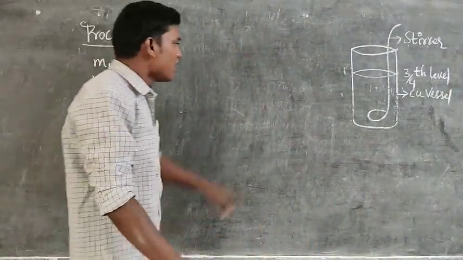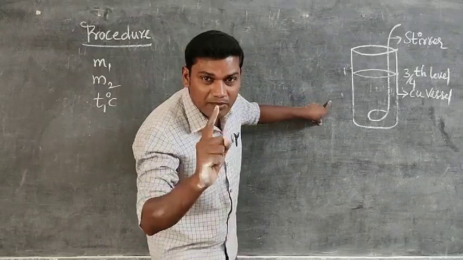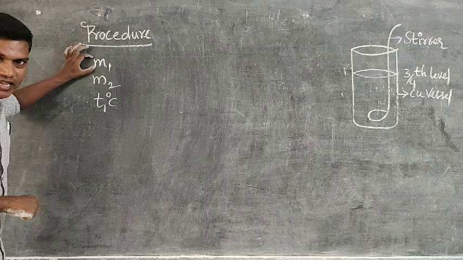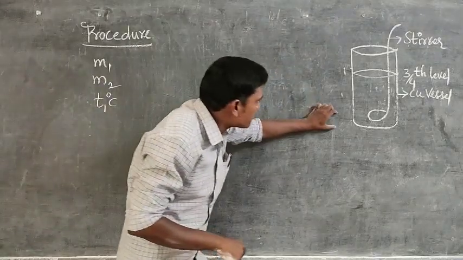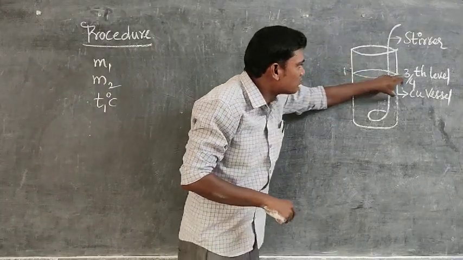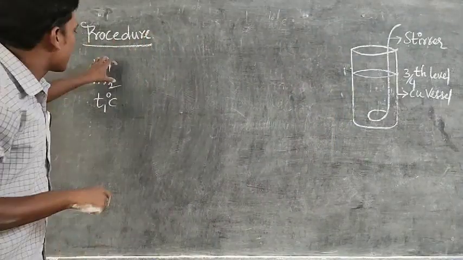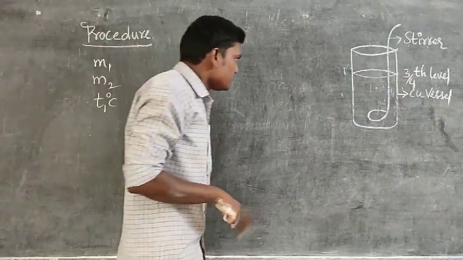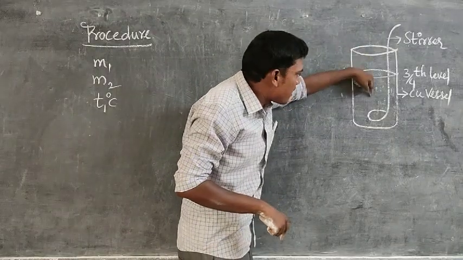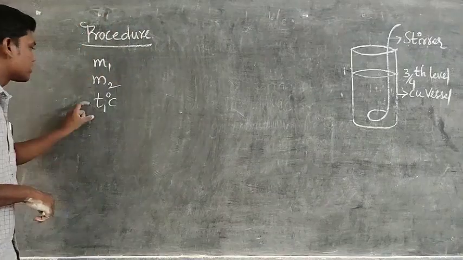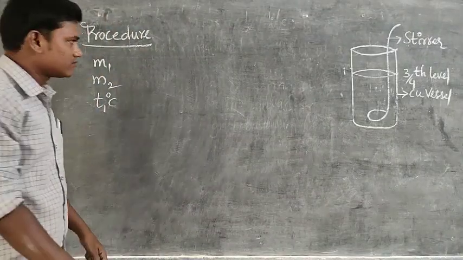Listen very carefully. First, we take an empty calorimeter along with the stirrer and note its mass as M1. Next, the calorimeter is filled with water up to 3/4 level and we measure its mass, noted as M2. Then we place a thermometer into the calorimeter and note its initial temperature as T1 degrees Celsius.